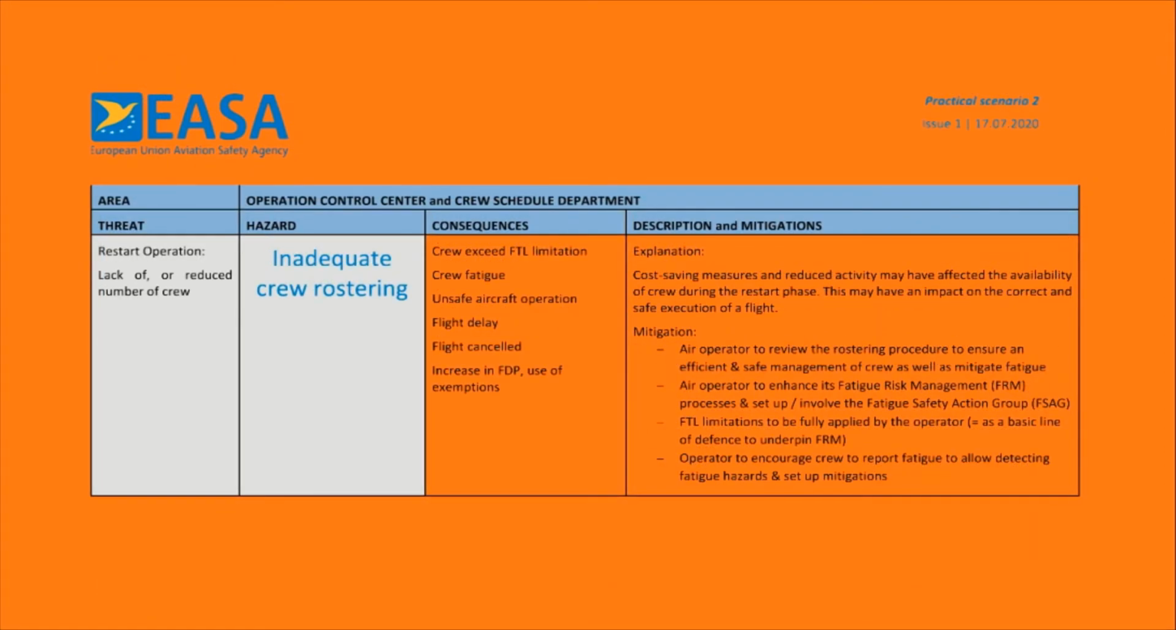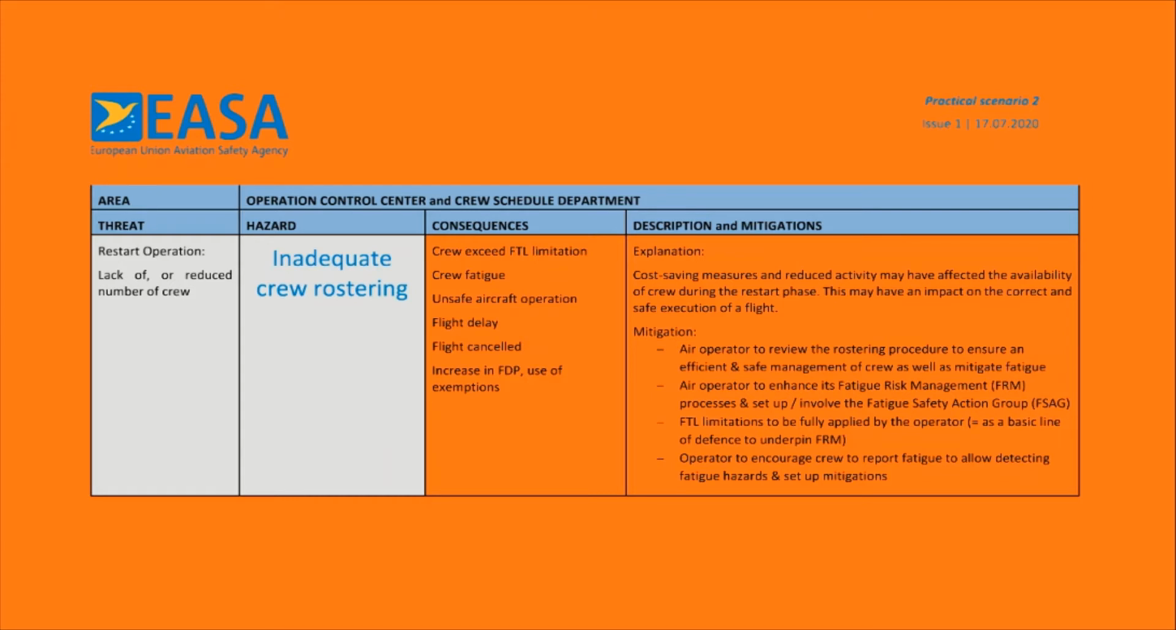Another example relative to this course is about inadequate crew rostering. Lack of, or a reduced number of, crew during the restart of operations could lead to crew exceeding FTL limitations, crew fatigue, unsafe aircraft operation, flight delay, flight cancellation, and increased use of exemptions. Some of the recommended measures could be to review the rostering procedure to ensure efficient and safe management of crew as well as mitigate fatigue, enhance fatigue risk management processes and set up and involve the Fatigue Safety Action Group. FTL limitations to be fully applied by the operator, and encourage crew to report fatigue to allow detecting fatigue hazards and setting up mitigations.